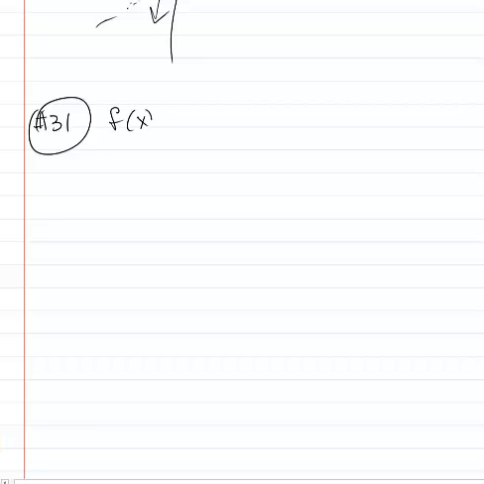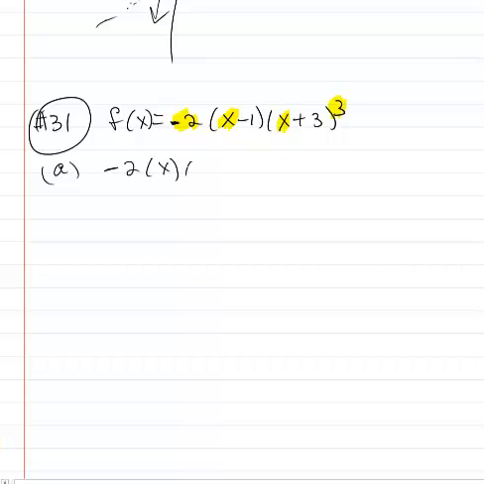Okay, I'll do number 31. So 31, you've got f of x equals -2 times (x minus 1) times (x plus 3) cubed. Use the leading coefficient test to determine the graph and end behavior. Okay, so let's do the end behavior of this graph. So we need to look at the highest term. So as before, we're going to take each thing and we're going to select the highest factor for each of them. Okay, so it's -2 times x cubed.